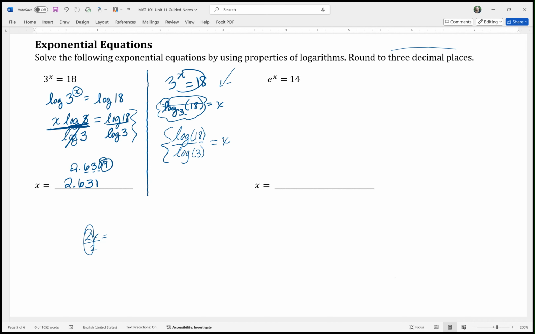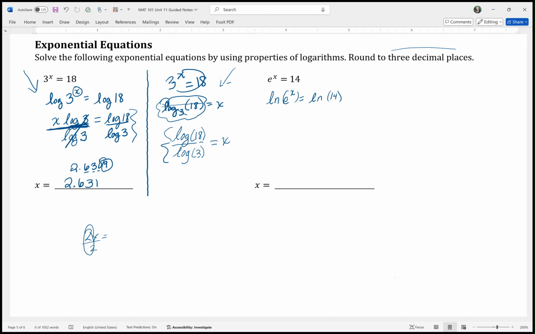All right, let's look at this other example. We have e to the x equals 14. Now, on the first example, I used the operation of taking the log of both sides. But here, I've got a base of e. So instead of taking the log of both sides, I'm going to take the natural log of both sides. So we're going to do natural log of e to the x equals natural log of 14. We can put these in parentheses if we want to.